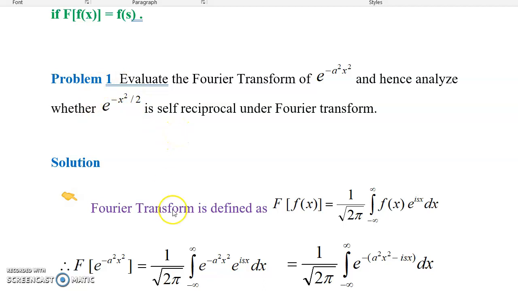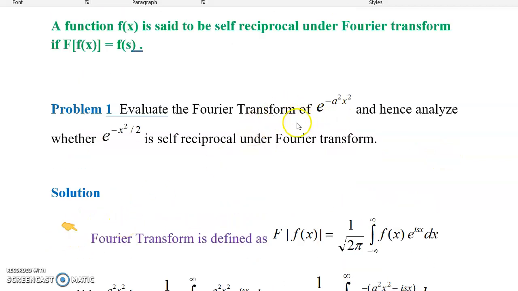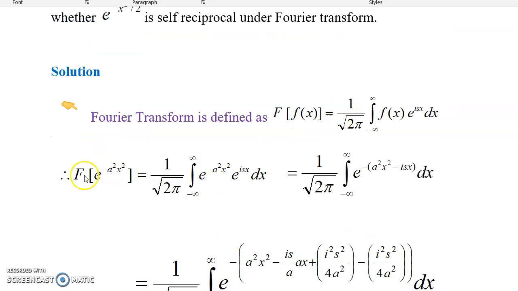So first let us start the problem by evaluating the Fourier transform of this. As usual, this is the Fourier transform definition. Let us write that. Fourier transform of a function f of x is 1 by root 2 pi, integral from minus infinity to infinity, f of x e power isx dx. And now we need the Fourier transform of this function e power minus a squared x squared. So the Fourier transform of e power minus a squared x squared will be 1 by root 2 pi, integral from minus infinity to infinity. Now in the place of f of x, what is the function f of x now? e power minus a squared x squared. So that is what we have to substitute in the formula.